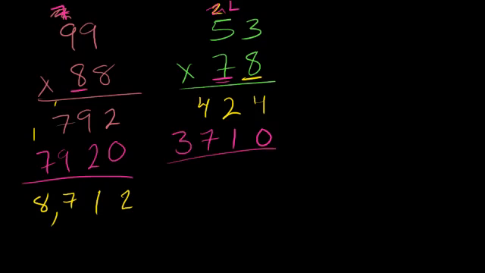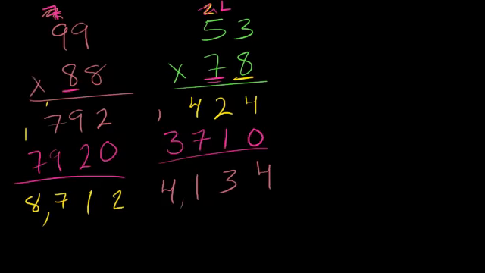Now we're ready to add. 4 plus 0 is 4. 2 plus 1 is 3. 4 plus 7 is 11. Carry the 1. 1 plus 3 is 4. 4,134.